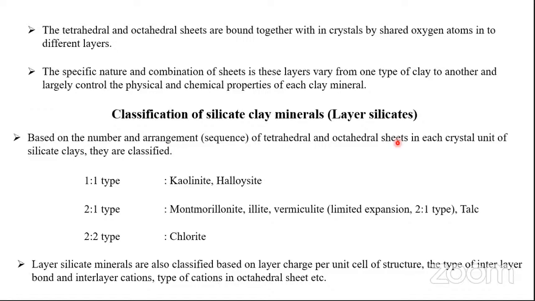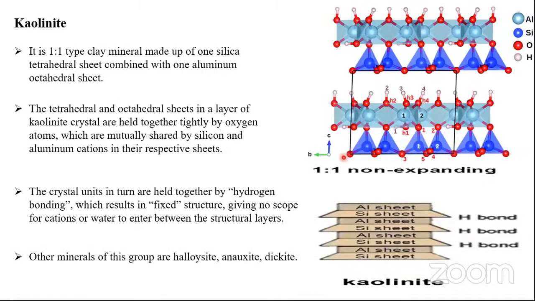Right, kaolinite. Yeah, students, this is kaolinite. It's a 1:1 type of mineral. It is made up of one silica tetrahedra and one aluminum octahedra. We can see one silica tetrahedra and one aluminum octahedra will be there. So this is for understanding.